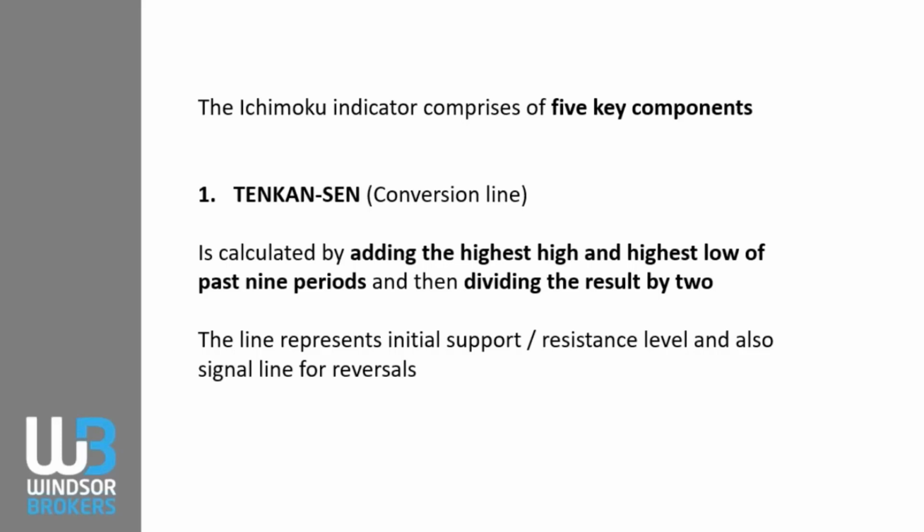So we have an initial signal that the existing trend might be changing. Let's say we're talking about an uptrend: if the price reverses below the Tenkan-sen line, we have an initial negative signal. Or if we have a downtrend and the price breaks above the Tenkan-sen line, that's an initial positive signal that the trend might be changing its direction.